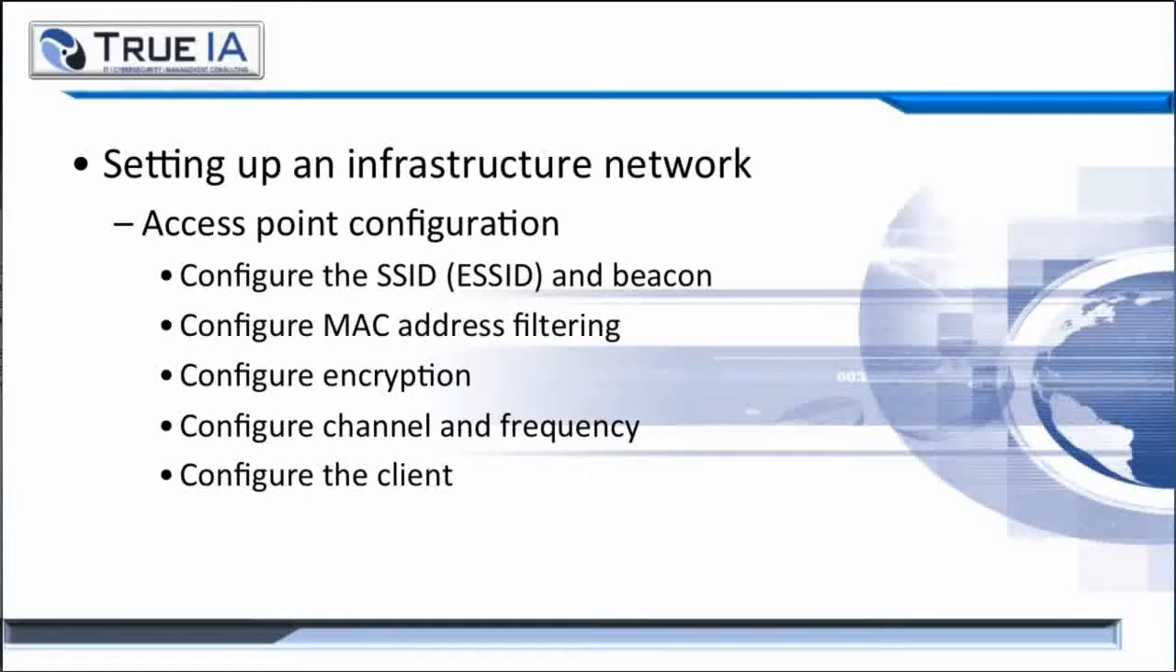Next, when setting up in infrastructure mode, the access point needs to be configured. You'll have to configure the SSID, the beacon, and the beacon interval. You'll need to configure, if you so choose, to employ any MAC address filtering to start populating the MAC address table. You'll identify any encryption that you are going to use, whether it be WEP, WPA, or WPA2, as well as the channel and frequency that it will broadcast on. And then you'll need to configure each client to know what to listen for.